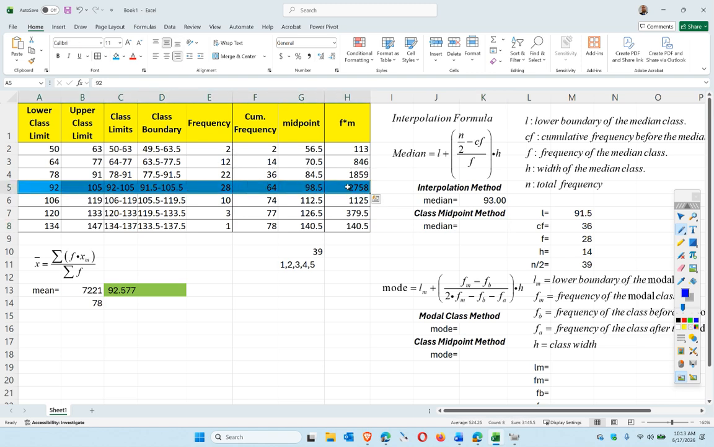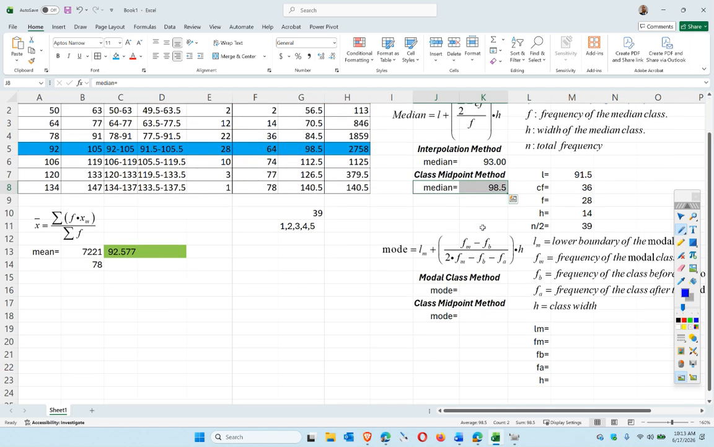Okay, so the class midpoint method, all I have to do is look at the class here and get the midpoint, which is 98.5. And that's it, right? This is more accurate than this one because this accounts for sizing. This one does not, basically. A lot of times they teach this one in high school, although it's not as accurate.